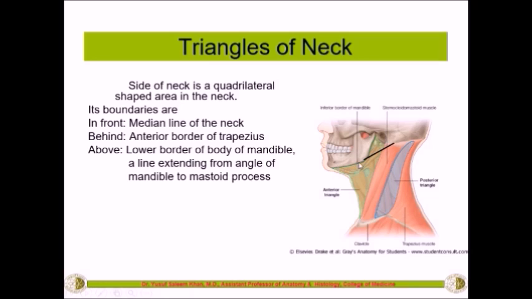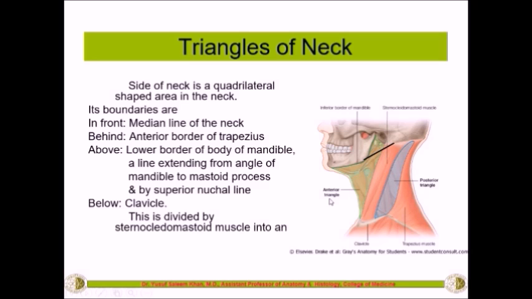So here above we have the base of the mandible, and at the angle of the mandible it continues with an imaginary line drawn up to the mastoid process. This forms the superior boundary, and it also continues behind with the superior nuchal line. Below we have the clavicle. So anteriorly we have the midline structures of the neck, posteriorly the trapezius, superiorly the base of the mandible and the imaginary line from the angle of the mandible to the mastoid process, and below the clavicle. This is the whole area of the neck.